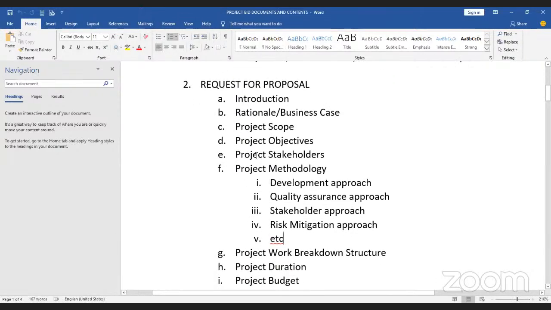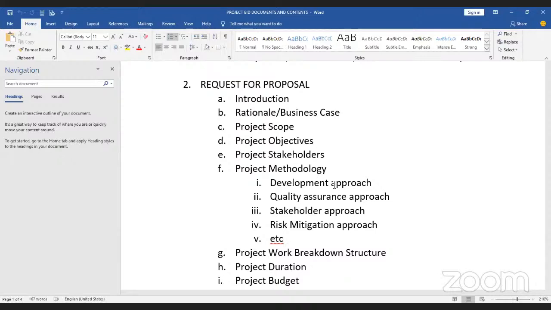We've talked about project stakeholders, so that same template of your stakeholder register, copy it and paste it here. We've also talked about the project methodology approach. In the project methodology approach, you have to tell us which of them you are using. Is it the development approach, quality assurance approach, stakeholder approach? This is where that project management plan, which provides us the overall information, that methodology, is what we now need.